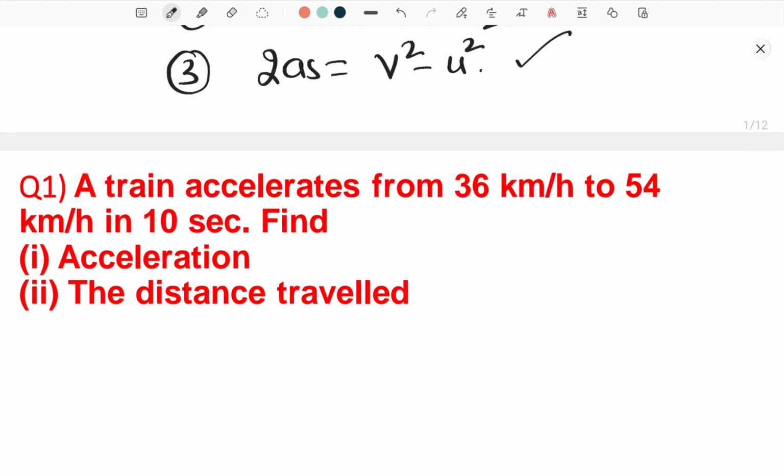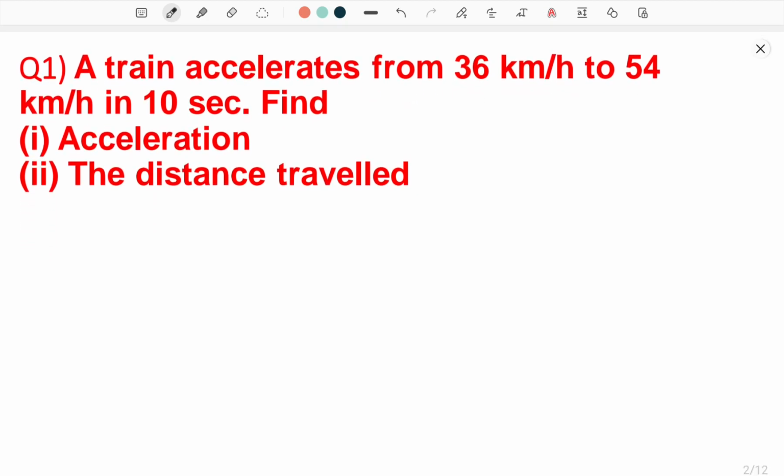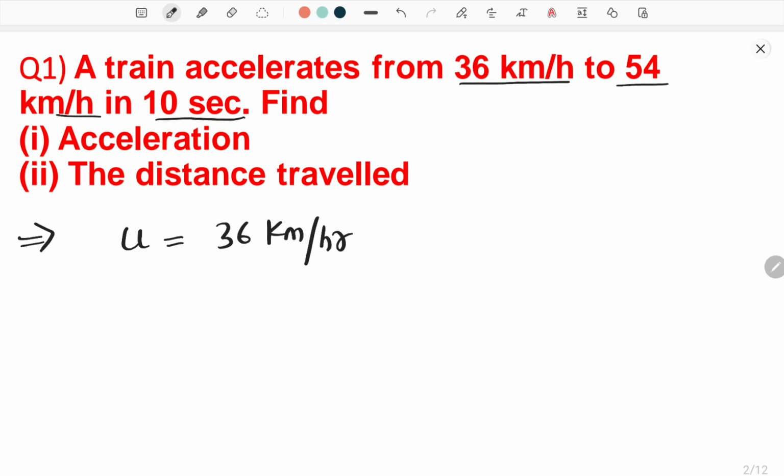Here is the first question. The question goes like this: a train accelerates from 36 km per hour to 54 km per hour in 10 seconds. So what are the given data? A train accelerates from 36 km per hour, that means the initial velocity is 36 km per hour. It is accelerating from 36 km per hour to 54 km per hour in 10 seconds.